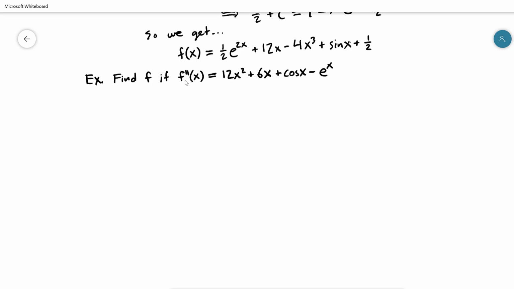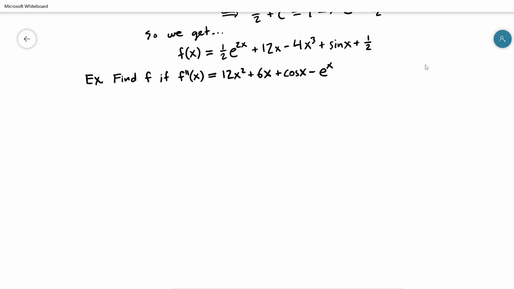And to get from f double prime to f, I'm going to have to take 2 antiderivatives, right? I want f, and I've given you 2 derivatives of f. So we're going to have to find the antiderivative of this, and that'll give us f prime, and then I'll have to take the antiderivative of that to get f. Each time we take one of those antiderivatives, we'll introduce a different plus c. So I'll call the first one c1 and the second one c2.